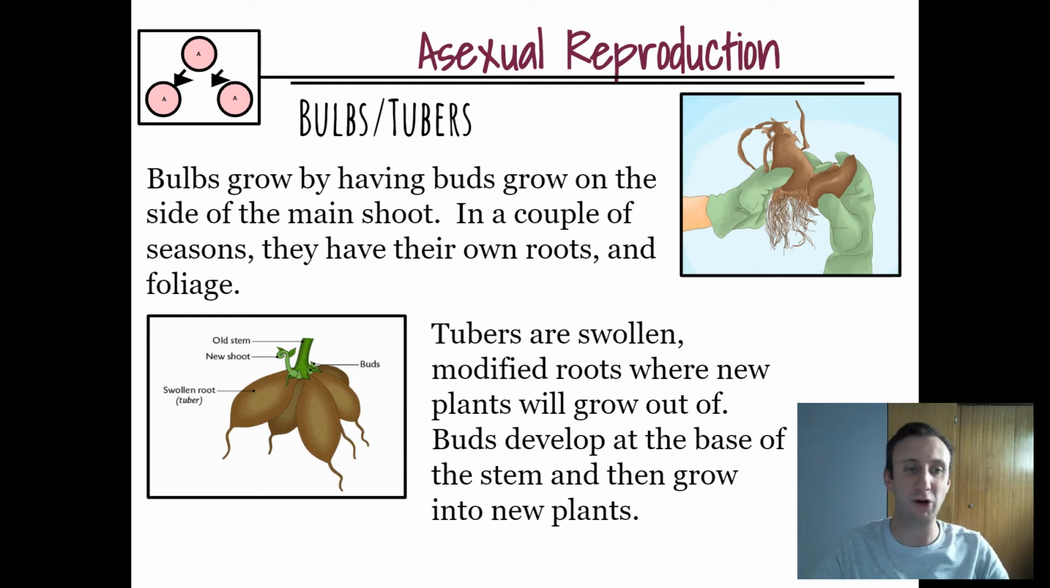Bulbs and tubers are another way. Bulbs grow by having buds grow on the side of the main shoot. In a couple of seasons, they have their own roots and foliage. Tubers are swollen, modified roots where new plants will grow out of. Buds develop at the base of the stem and then grow into new plants.